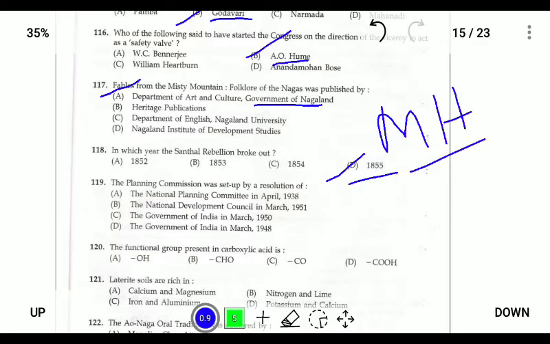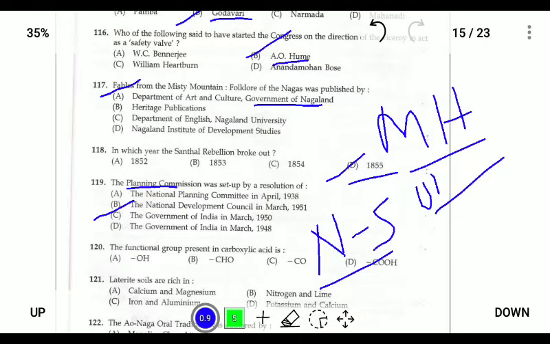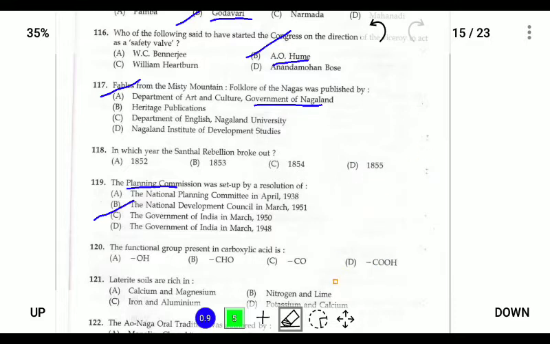And the next question is 119. The Planning Commission was set up by a resolution of. So the Planning Commission was set up by the resolution of the Government of India of 1950. The Planning Commission is actually a non-statutory body. That is, it is not established by any act, nor is it constitutional. That is, it is not mentioned anywhere in the Constitution. However, it is an extra constitutional and non-statutory body, which was established by the Government of India in 1950.